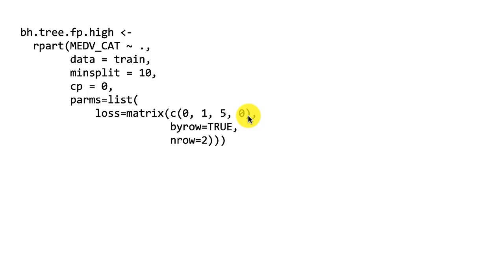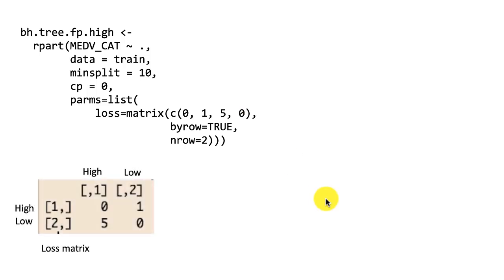Okay, so the four numbers, we are saying we have specified the numbers of the matrix by row, and there are two rows, which means that obviously each row has two numbers. So these two belong to the first row, these two belong to the second row. Okay, so that's what the matrix looks like: 0, 1, 5, 0. And the 1 and 2 correspond to what?